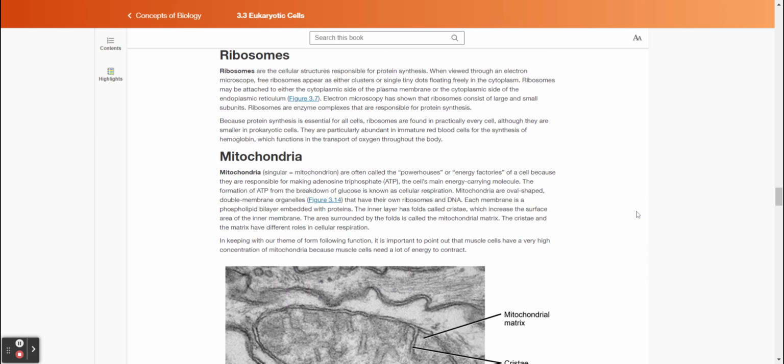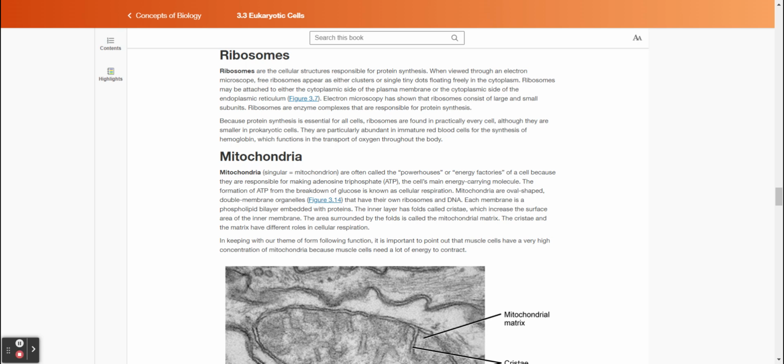Ribosomes. Ribosomes are the cellular structures responsible for protein synthesis. When viewed through an electron microscope, free ribosomes appear as either clusters or single tiny dots floating freely in the cytoplasm. Ribosomes may be attached to either the cytoplasmic side of the plasma membrane or the cytoplasmic side of the endoplasmic reticulum.